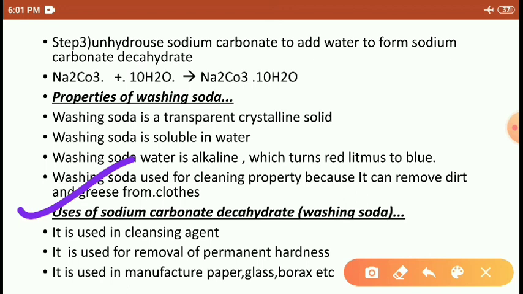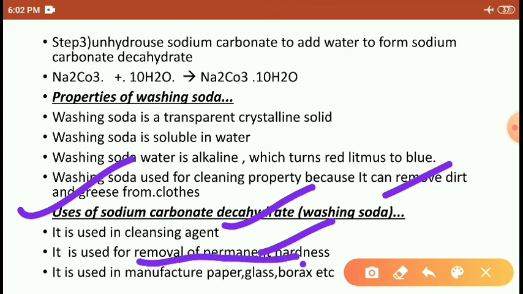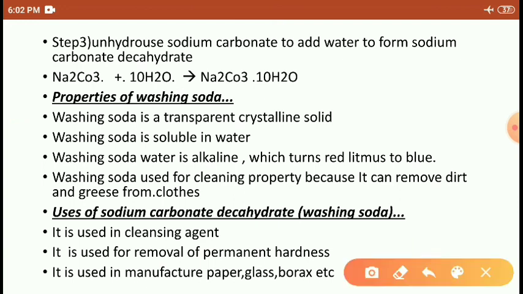The uses of sodium carbonate decahydrate: it is used as a cleaning agent. It removes the permanent hardness of water. Right, students? Permanent hardness means some waters are hard water. It is not able to be drunk, like sea water. Sea water is a hard water. It cannot be drunk. For removal of permanent hardness, we are using sodium carbonate. And it is also used in the manufacture of paper, glass and borax.